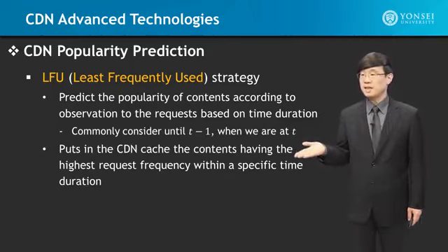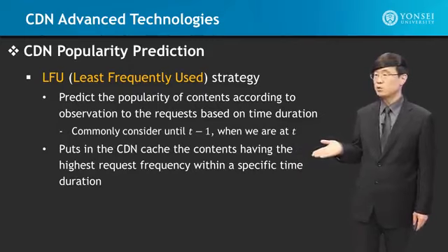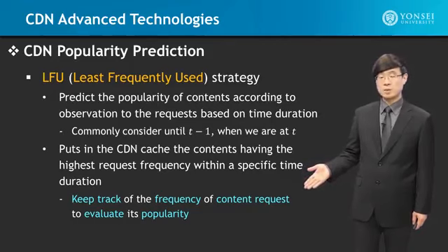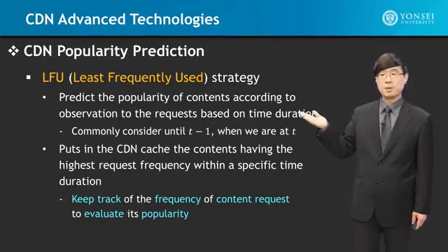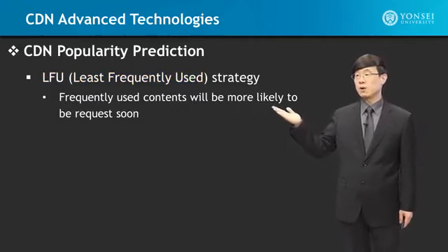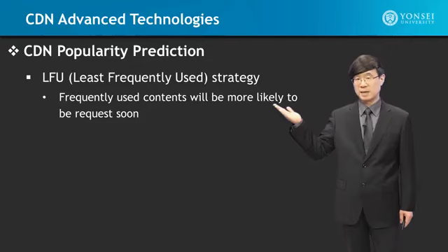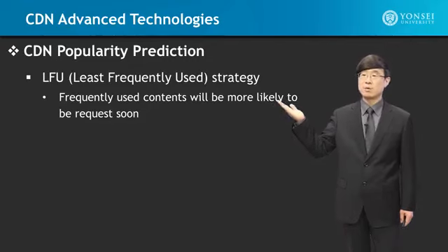It puts in the CDN cache the contents having the highest request frequency within a specific duration. Keep track of the frequency of the content requests to evaluate its popularity. And whoever was least popular will be removed. Here you can see that frequently used contents will be more likely to be requested soon again. This is the basis of this algorithm.